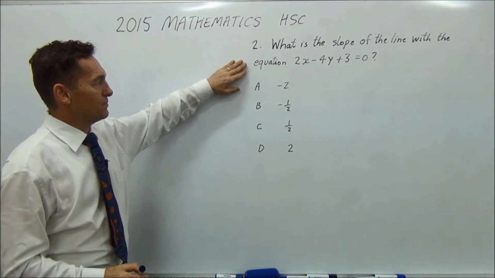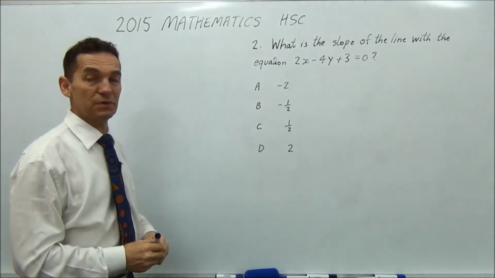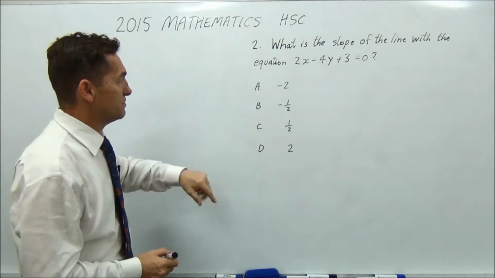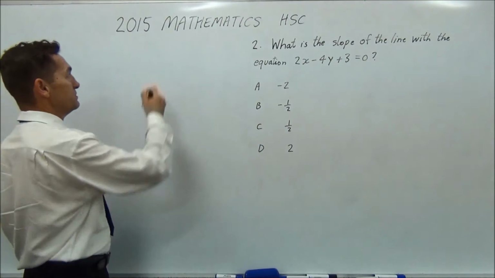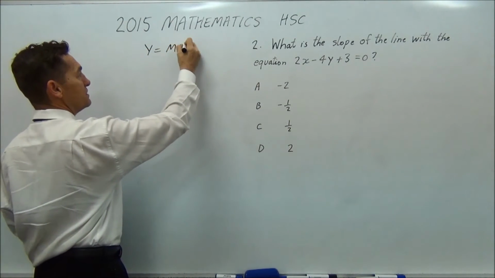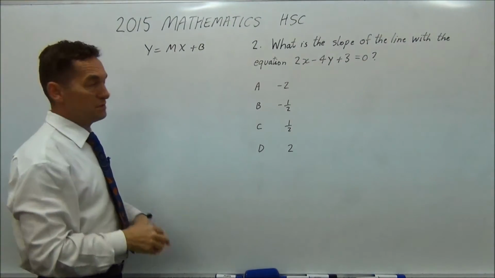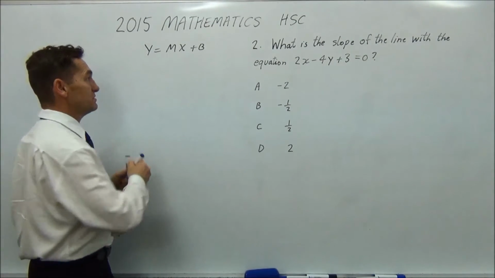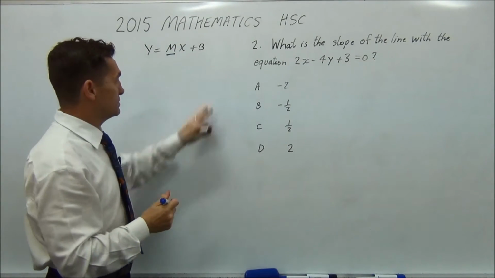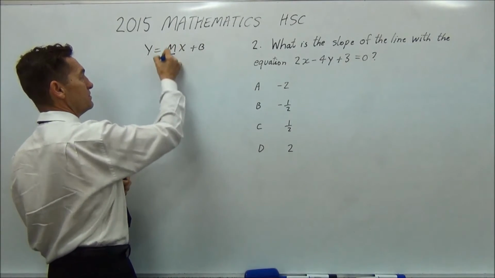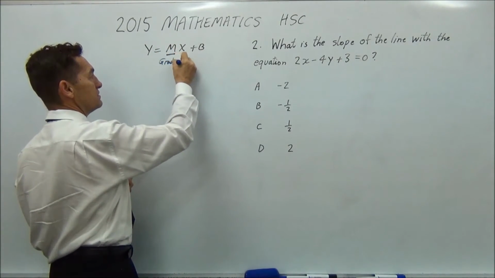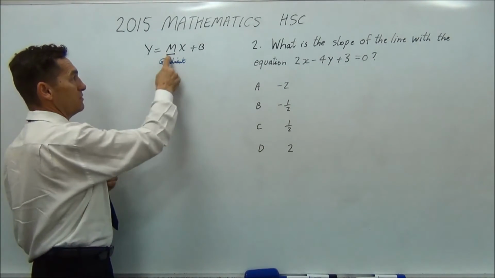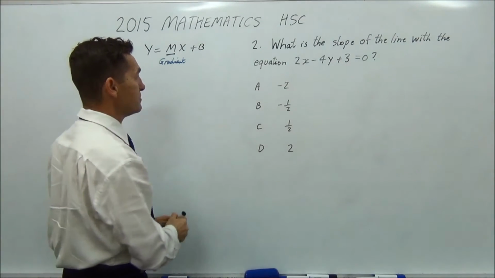G'day again, question 2. What is the slope of a line with the equation 2x minus 4y plus 3 equals 0? So you should be used to looking at an equation of a line. You can look at it in this form, but it's much easier to look at it in this form: y equals mx plus b. So what is the slope? Well, the slope is the gradient, and this is your gradient because this is your y-intercept. We want whatever that is. So if we rewrite this in this form, we'll have whatever that is there. That's our answer.